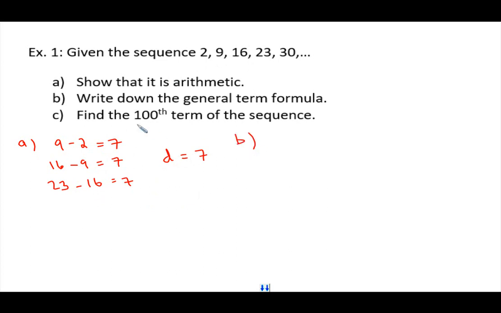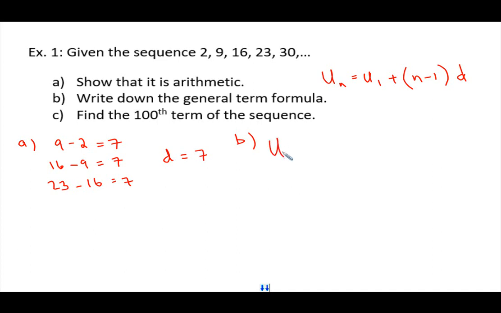Part B, it says write down the general term formula. Okay, so remember the general term formula. Remember the formula that we were working with earlier? u sub n is equal to the first term plus parentheses n minus 1 times d. So we're going to write the general term formula for this sequence right here.